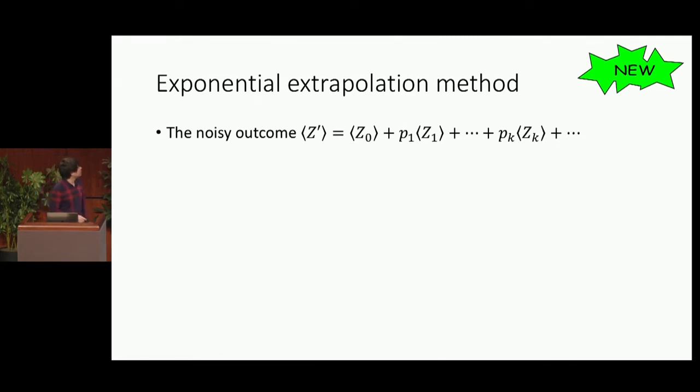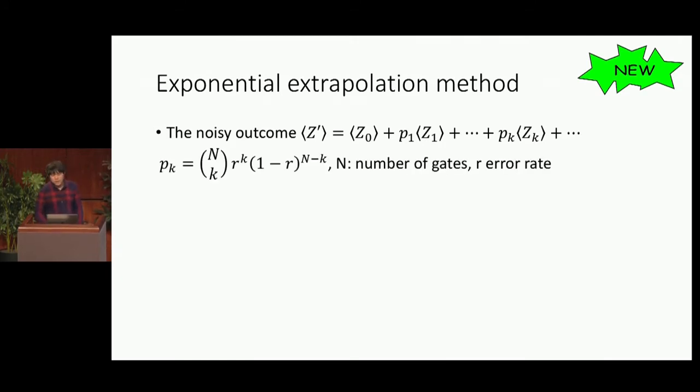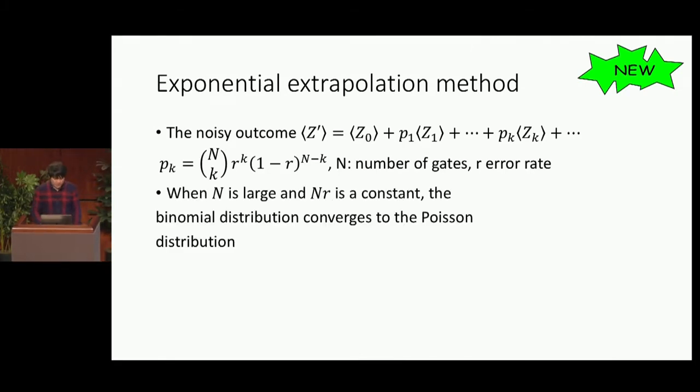Remember that the noisy value can be expanded in this way. Here, p_k means the probability that k errors happen in the circuit. We still assume the stochastic model. And z_k is the average measurement outcome when we have k errors. Here n is the number of gates and r is the error rate. For simplicity, we assume that the error rate for every gate is the same. Then when n is large and the total error rate is a constant, we can convert the binomial distribution into the Poisson distribution. That is like this one.